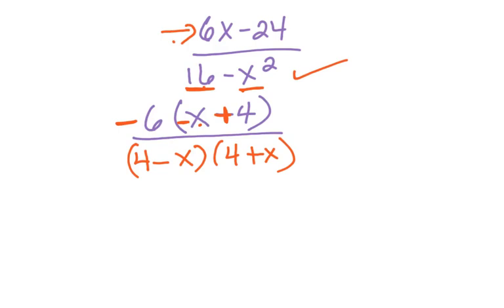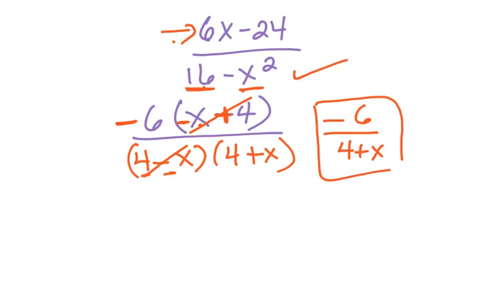Now look what I have. Now I have a negative x and a positive 4. And where do you see a negative x and a positive 4? Right here. A negative x and a positive 4. So these two things cancel out. What do I have left? I have a negative 6 over 4 plus x. That's my answer. I could have said negative 6 over x plus 4. Either way, doesn't matter.